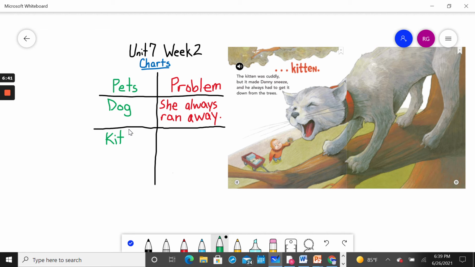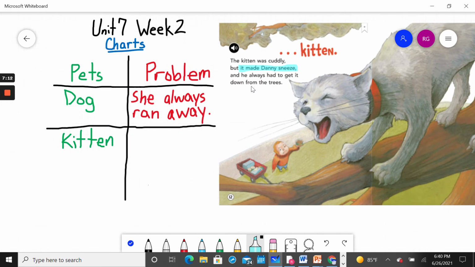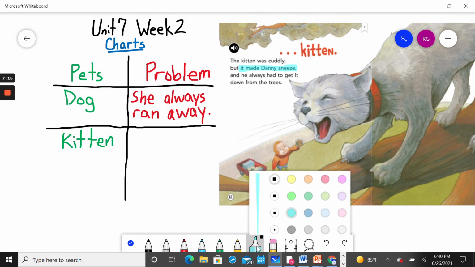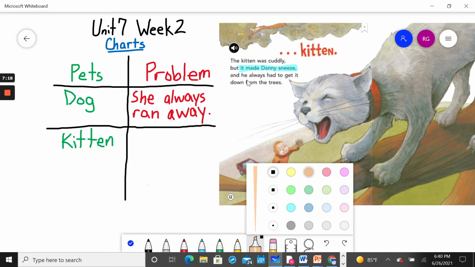And I can't remember what the problem was that Danny had with the kitten, so I'm going to reread page 12 and see if I can figure it out. So it says here, the kitten was cuddly, but it made Danny sneeze. Oh, it made him sneeze. That's a problem. I'm going to highlight that. It made Danny sneeze. And he always had to get it down from trees. So I think that's another problem. He always had to get it down from trees.